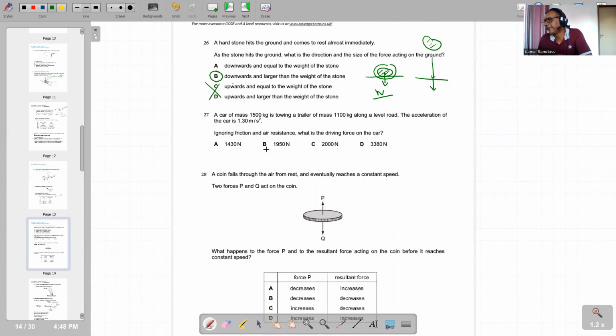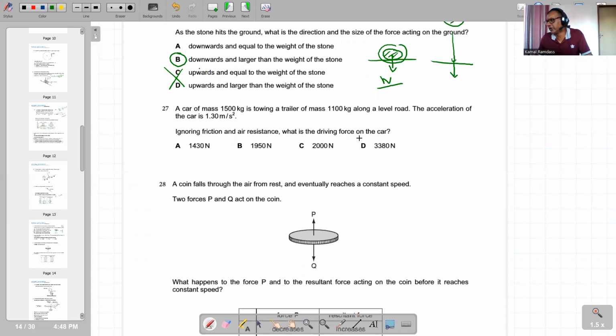A car of mass 1500 kg is towing a trailer of mass 1100 kg along a level road. The acceleration of the car is 1.3 meters per second squared. Ignoring friction and air resistance, what is the driving force on the car? Okay.